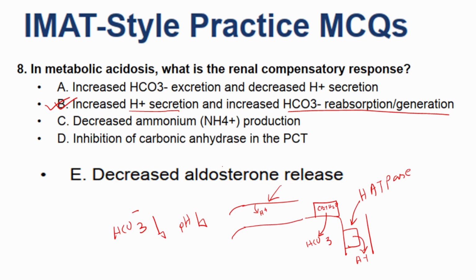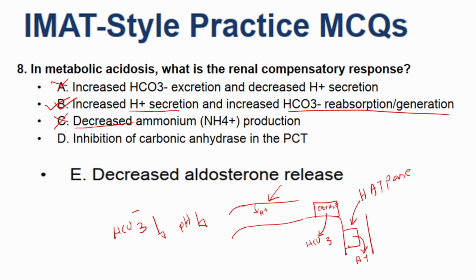Option A says increasing bicarbonate excretion while decreasing proton secretion. This is incorrect because it would actively worsen metabolic acidosis by depleting the blood of its vital alkaline buffers and trapping dangerous protons in the body. Ammoniogenesis, option C, is actively upregulated during acidosis, allowing the proximal tubule to produce ammonium ions from glutamine, which serves as a crucial urinary buffer to safely trap and excrete protons. So saying decreased is incorrect.